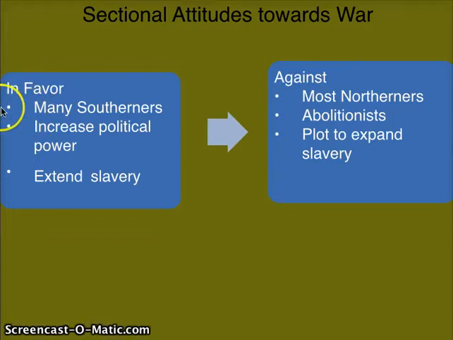In favor, we have the Southerners. The Southerners are seeing this as a possible way to increase their power in government. They're also seeing it as a way to extend slavery. Overall, there's sort of division over this. We even have someone who is pro-slavery, who is Calhoun. We've talked about Calhoun before. He is even sort of worried about this idea to expand America.